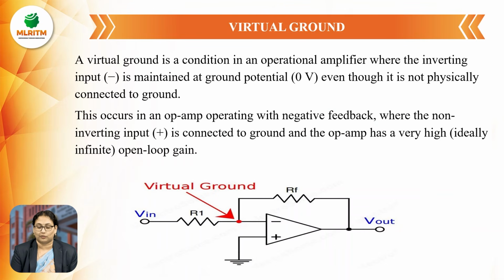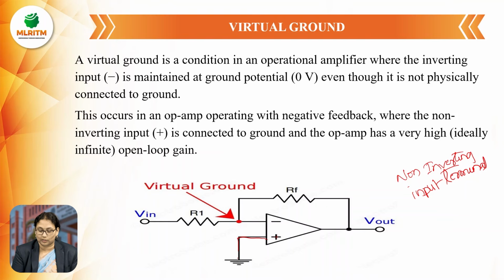Next, virtual ground. Virtual ground is a condition in an operational amplifier where the inverting input is maintained at ground potential even though it is not physically connected to the ground. Suppose you see the figure here: the operational amplifier's positive terminal means the non-inverting input terminal. Here the non-inverting input terminal is grounded.